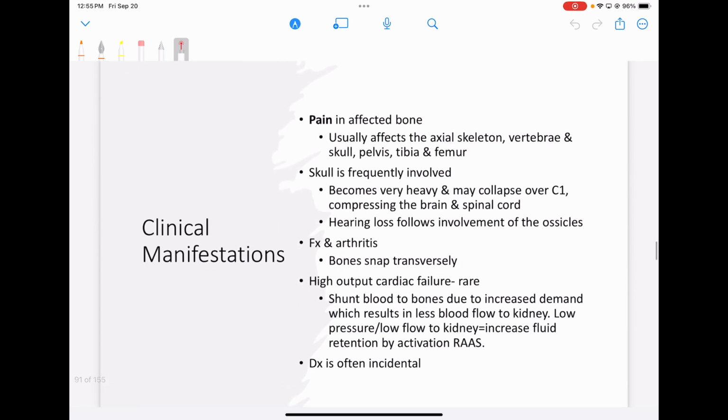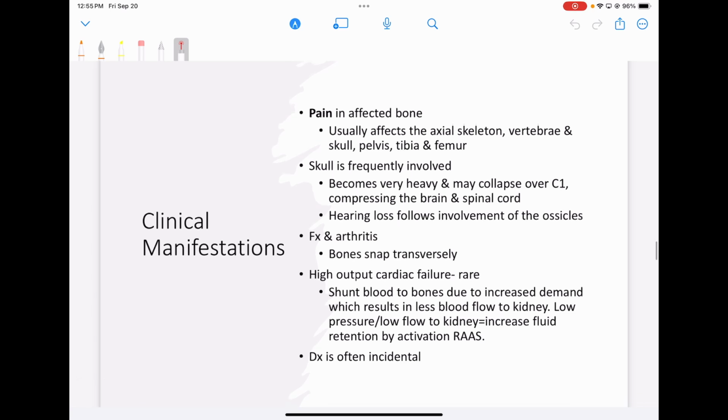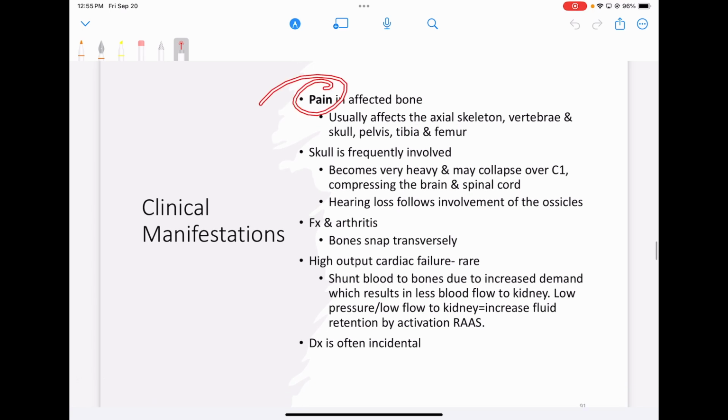So what kind of signs and symptoms are patients going to present with? Pain is the biggest one. A lot of pain in the area that the bones are undergoing all this remodeling. That's where they're going to have their pain. And again, usually the axial skeleton, anything in that center part of the spine. Skull, again, frequently involved, and becomes very heavy and can collapse over C1. Hearing loss if they have any involvement with the ossicles. Fractures and arthritis, bones will snap transversely right across.